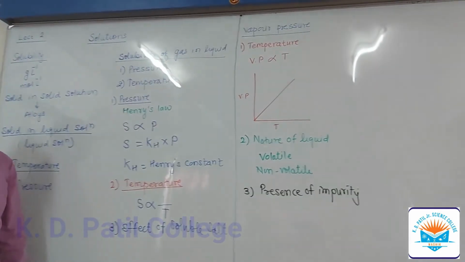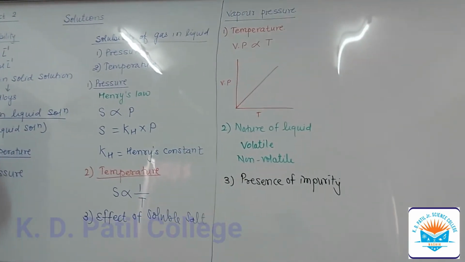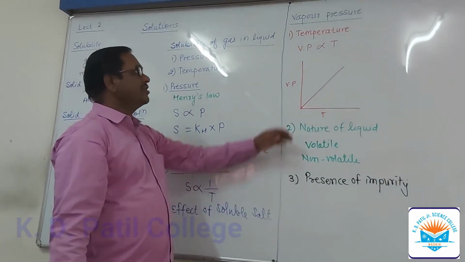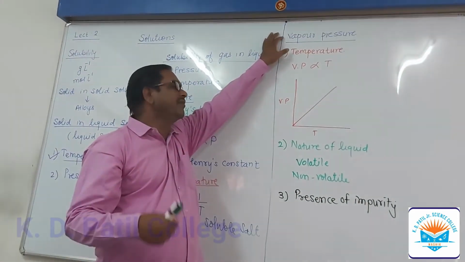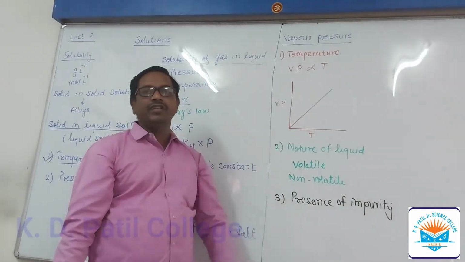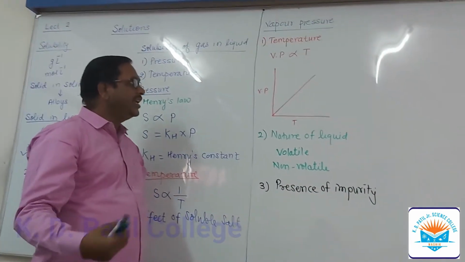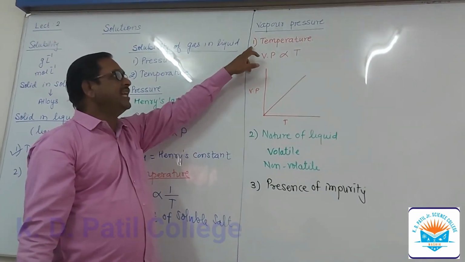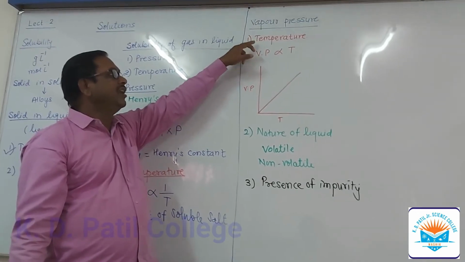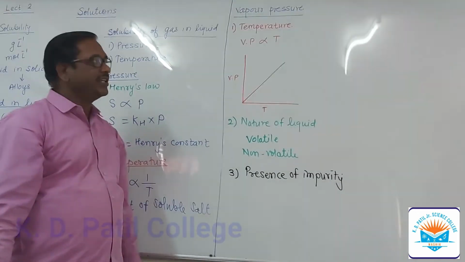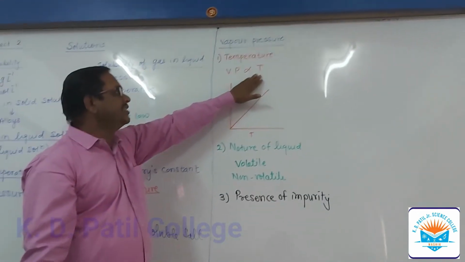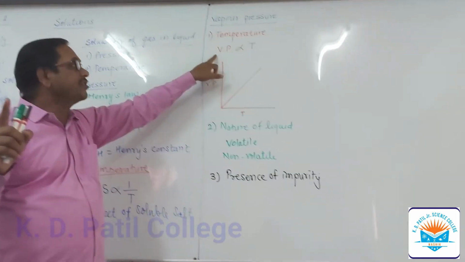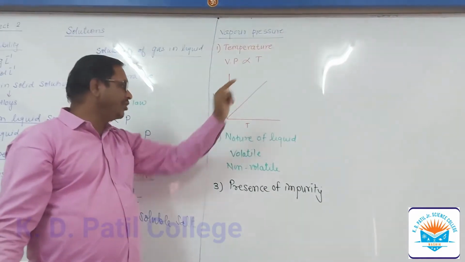See again, what is vapor pressure? The pressure exerted by the vapors of a liquid on its surface, which are in equilibrium with the liquid state at a given temperature, is known as the vapor pressure of the liquid. Now it is affected by the temperature. How does the temperature affect the vapor pressure? When temperature increases, vapor pressure also increases. In short, vapor pressure of a liquid is directly proportional to temperature.